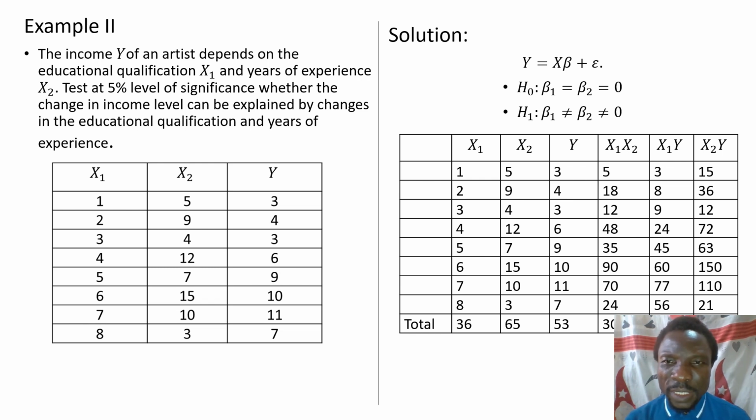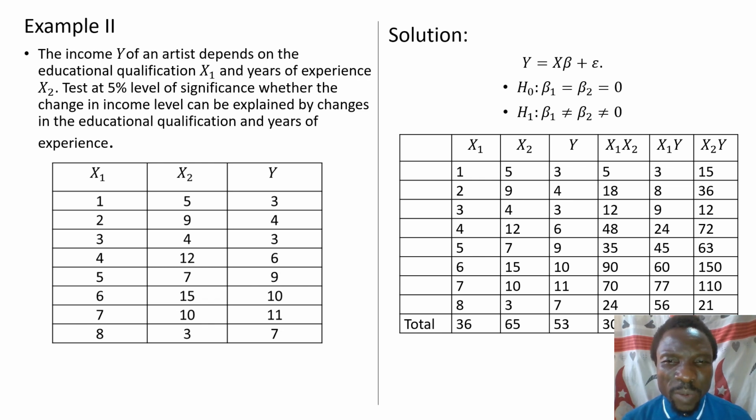Our hypothesis: we'll have our null hypothesis, H naught, defined as beta 1 is equal to beta 2 and is equal to 0, indicating no regression. Then our alternative hypothesis, denoted by H1, is saying that beta 1 is not equal to beta 2 and is not equal to 0.